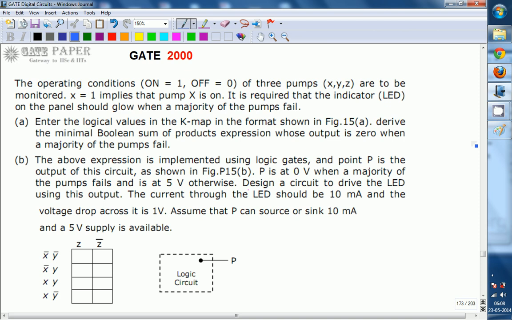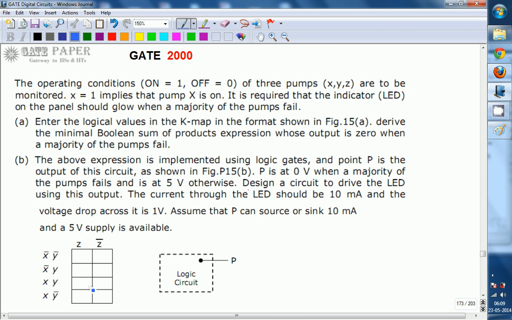A: Enter the logical values in the K-map in the format shown in figure 15A, and derive the minimal Boolean sum of products expression whose output is 0 when a majority of pumps fails. B: Next, the above expression should be implemented using logic gates, and P is the output of this circuit. P is at 0 volts when a majority of pumps fails and is at 5 volts otherwise.